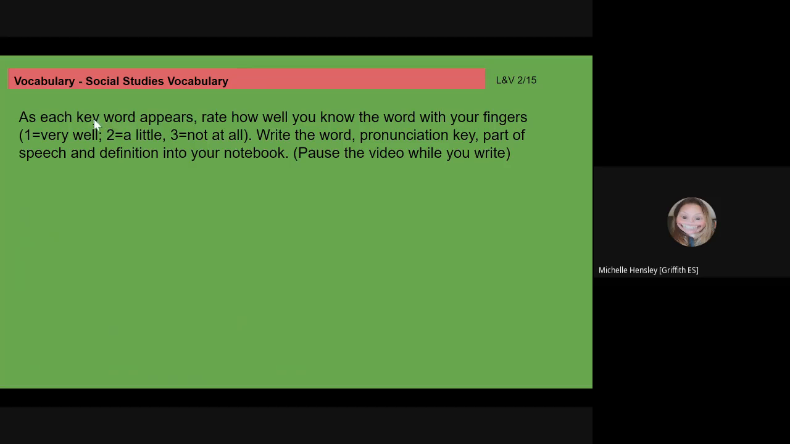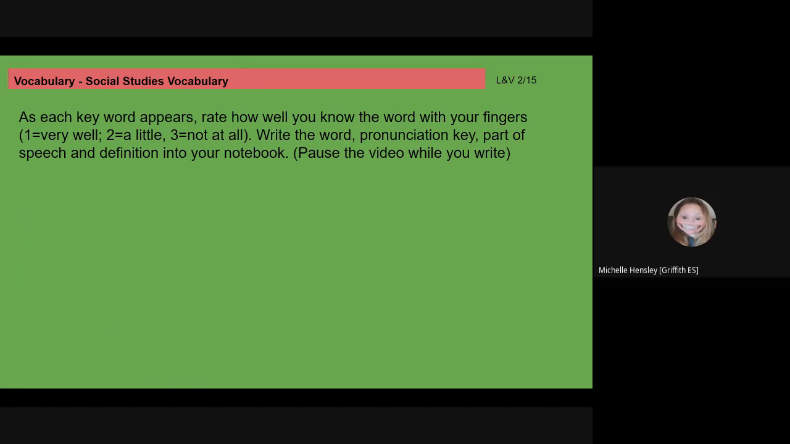All right. So if you recall from before, same procedure as last semester. As each keyword or vocabulary word appears, you're going to rate how well you know that word with your fingers. If you know it very well, you can tell me the definition before I even click on it. You're going to give yourself a 1. You can either put a finger in the air, you can write a little 1 down in your notebook, whichever you want to do.